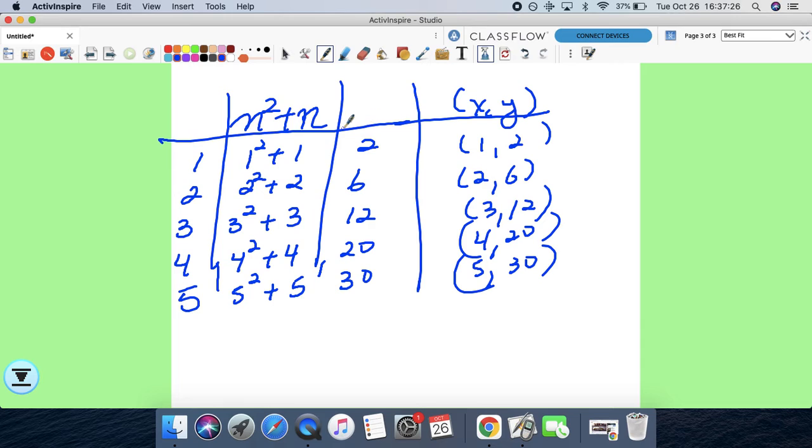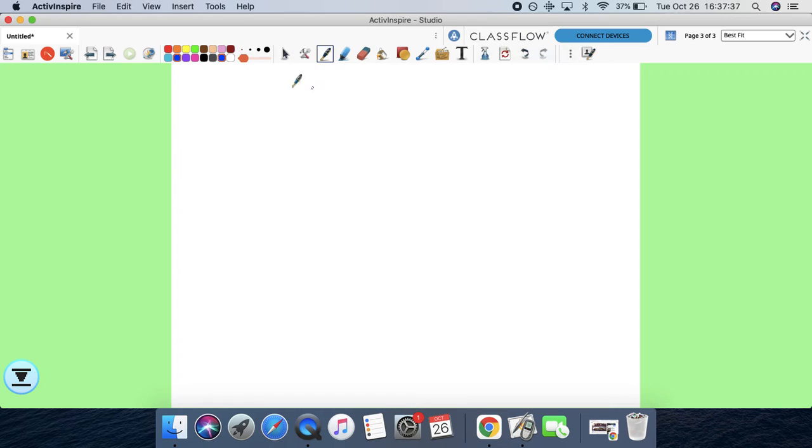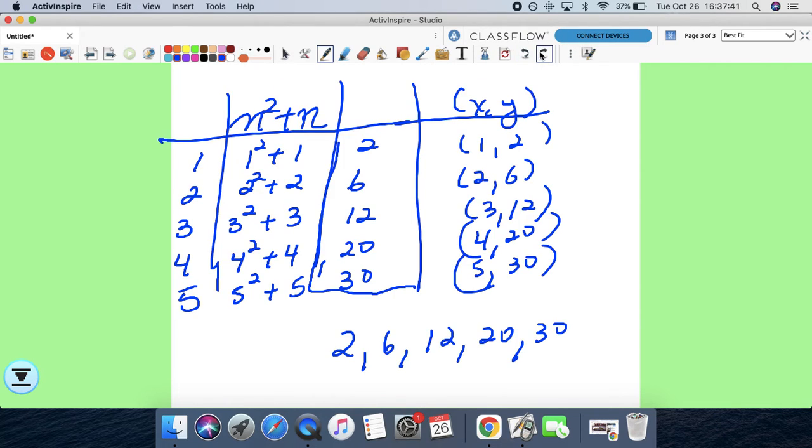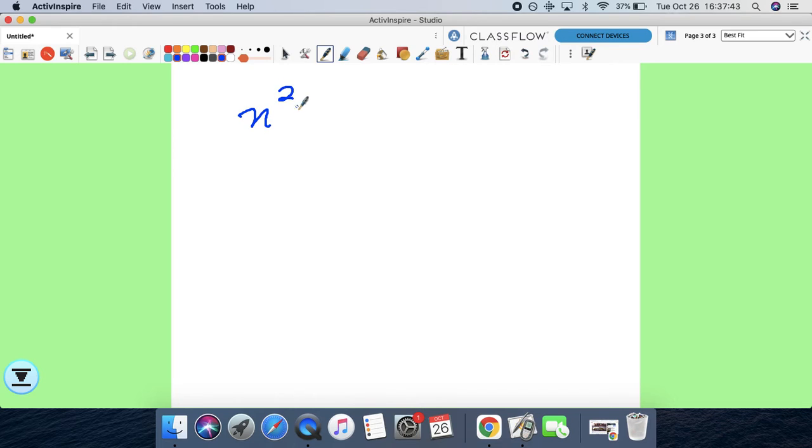But for now, let's just stick to that. So our first 5 terms in this sequence are 2, 6, 12, 20, and 30. Right? Okay. So the next one is, again, n squared plus 2n.